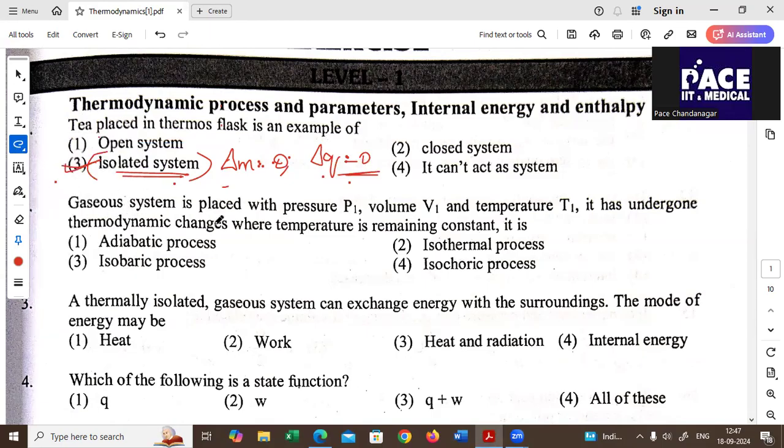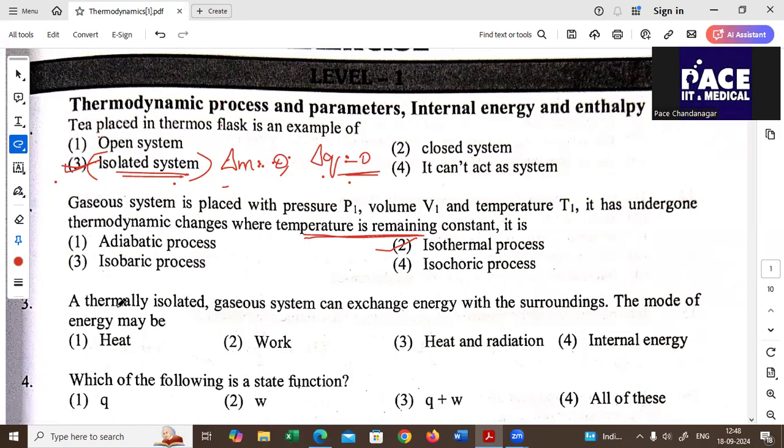Next, a gaseous system is placed with pressure P1, volume V1, and temperature T1. It has undergone thermodynamic changes where temperature is remaining constant. What do you mean by temperature remaining constant? It is an isothermal process, not adiabatic. We are maintaining the temperature at that particular given temperature. That is an isothermal process. An adiabatic process is when there is no heat exchange in the system. That is your adiabatic process.